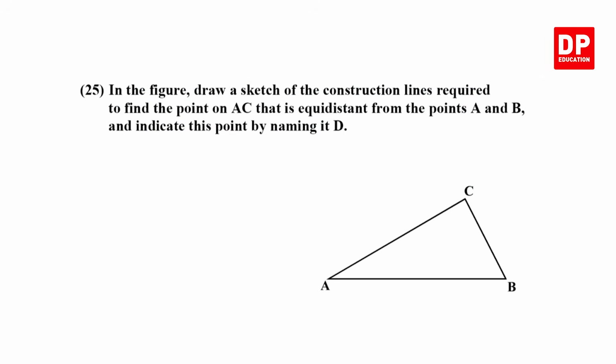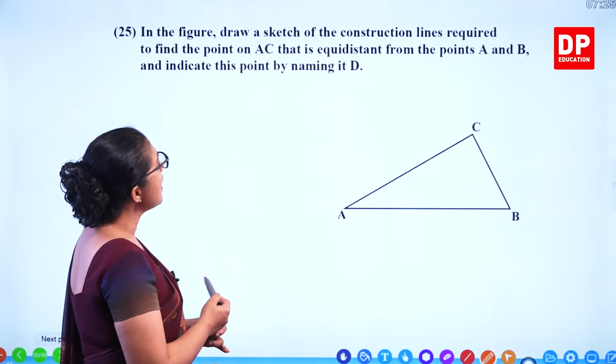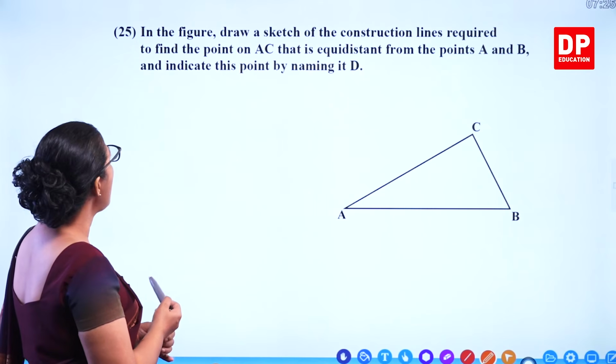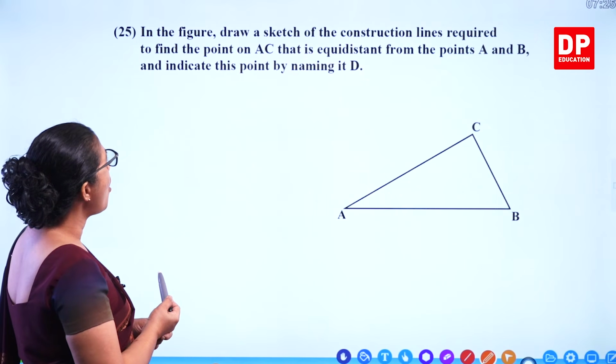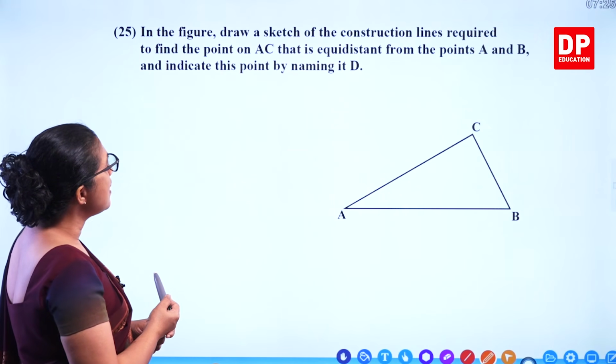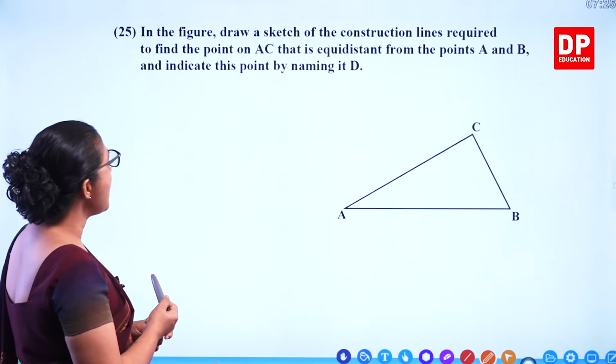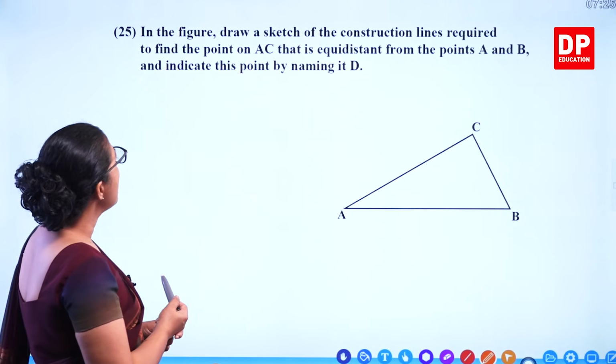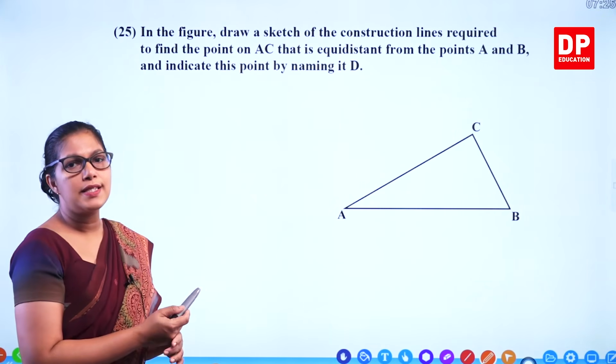Question number 25. In the figure, draw a sketch of the construction lines required to find the point on AC that is equidistant from the points A and B. Indicate this point by naming it D.